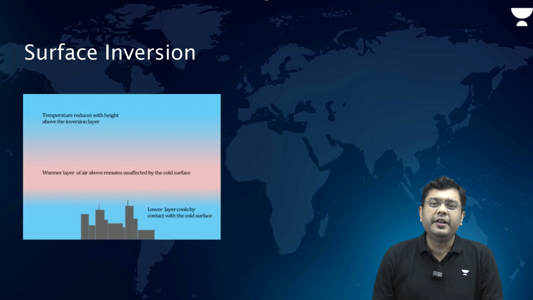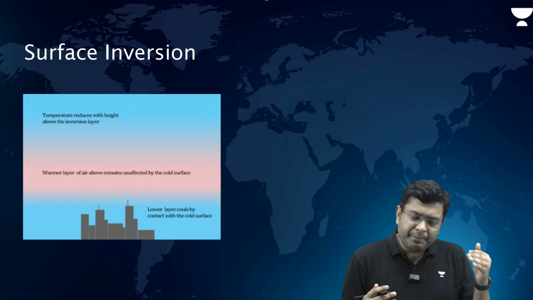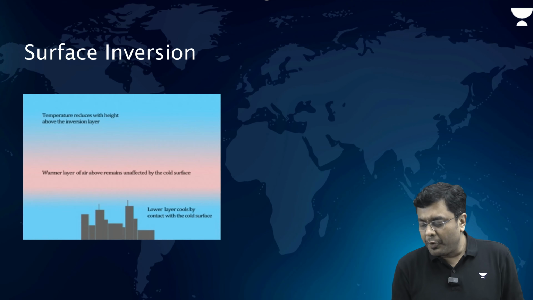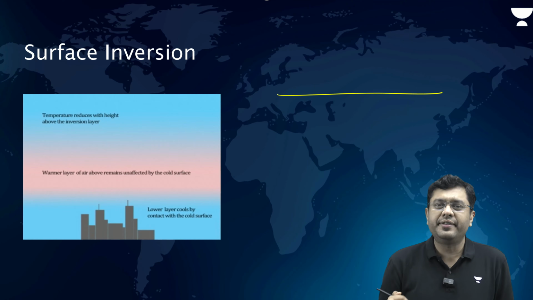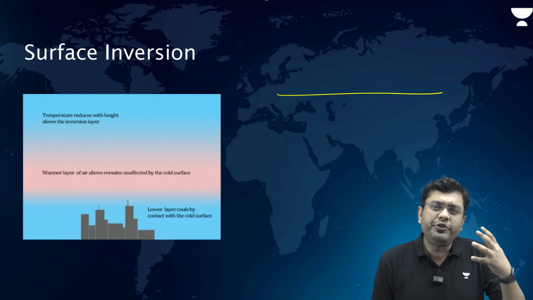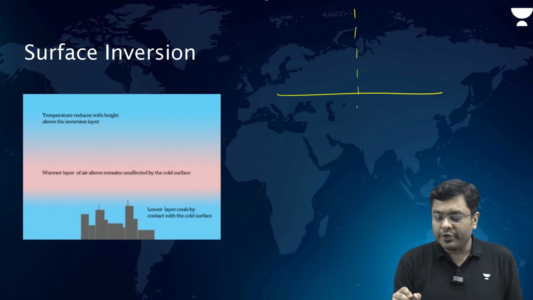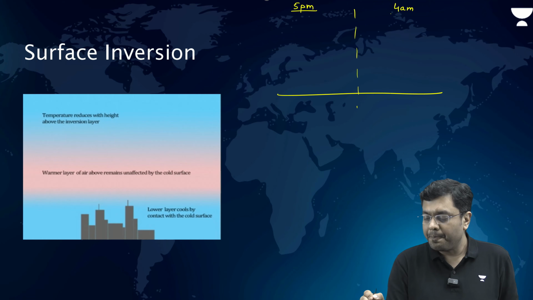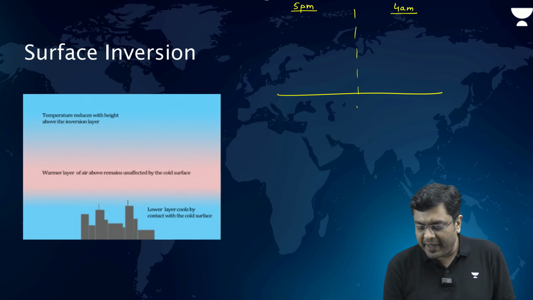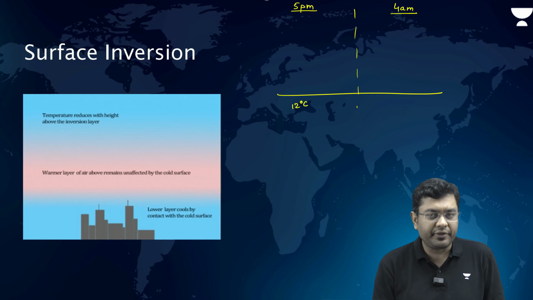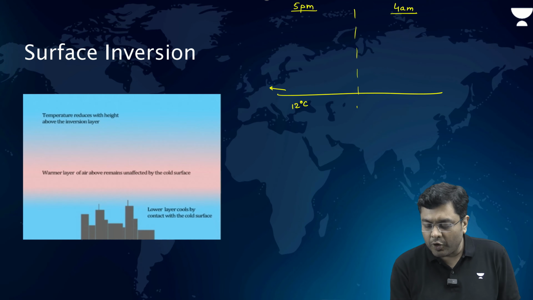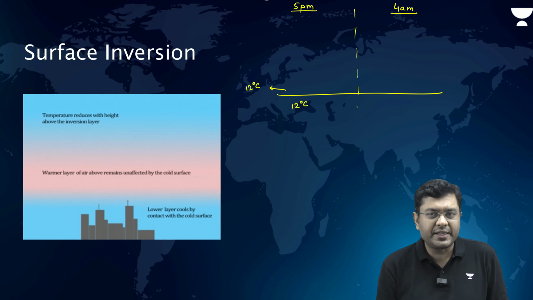So, starting with the condition of surface inversion. This happens, as the name in itself suggests, because of the surface phenomena. Now, let's suppose you consider any particular place, Chandigarh or Amritsar, those areas which get very cold during winter nights. Consider two conditions, one at 5 p.m., another at 4 a.m. in the morning. At 5 p.m., if the temperature near the ground surface is 12 degrees Celsius, the air in contact will also gain 12 degrees Celsius because of the transmission of heat.